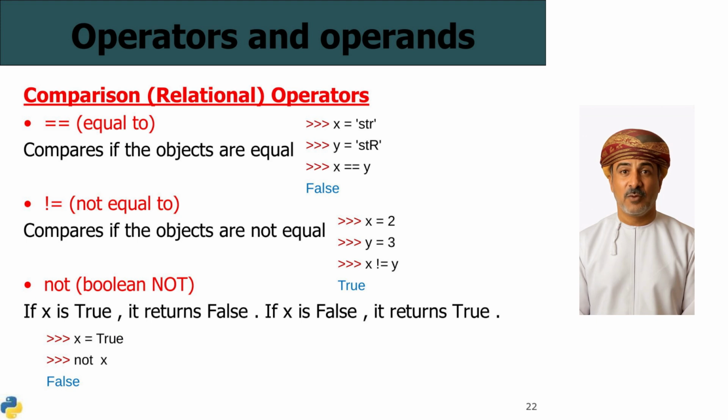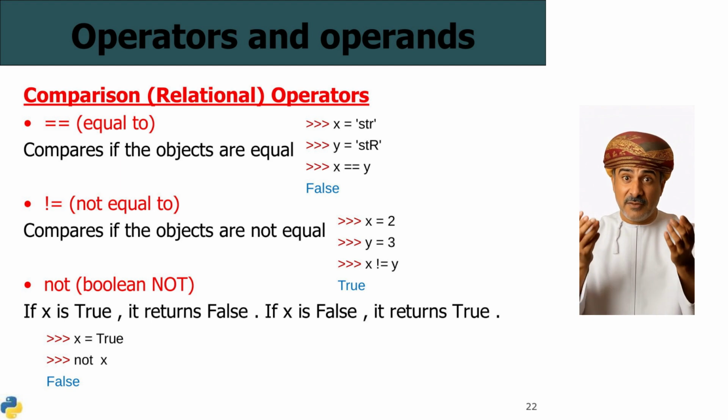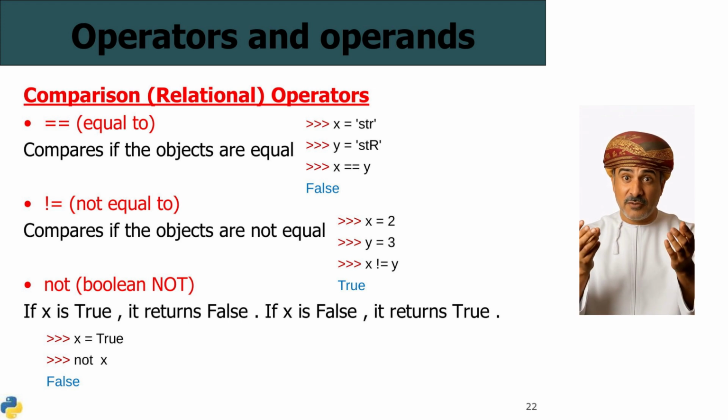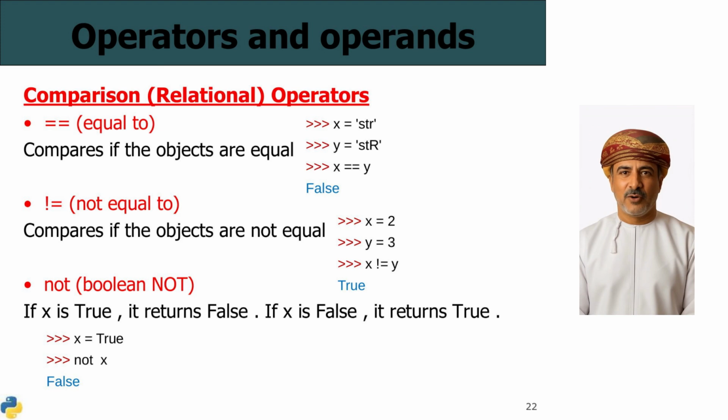The equals operator checks if two objects are equal, while not equals checks if they are not. For instance, 'str' == 'Str' returns false. The not operator inverts a Boolean value. If x is true, not x returns false. These operators are essential for making precise comparisons in programming.